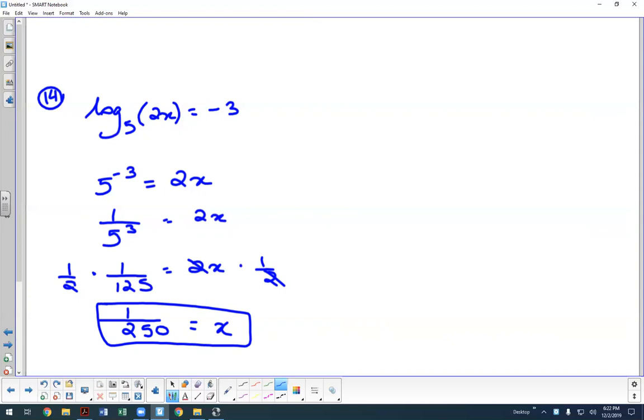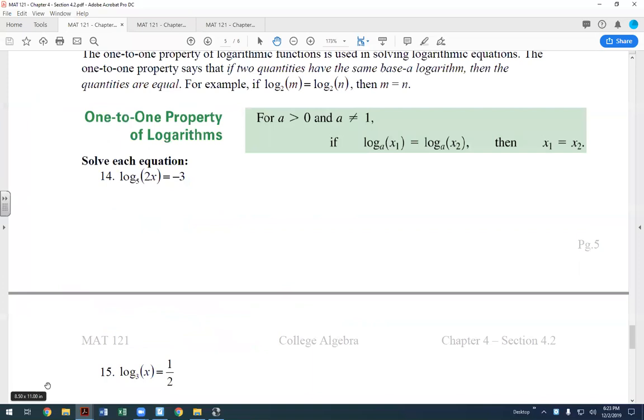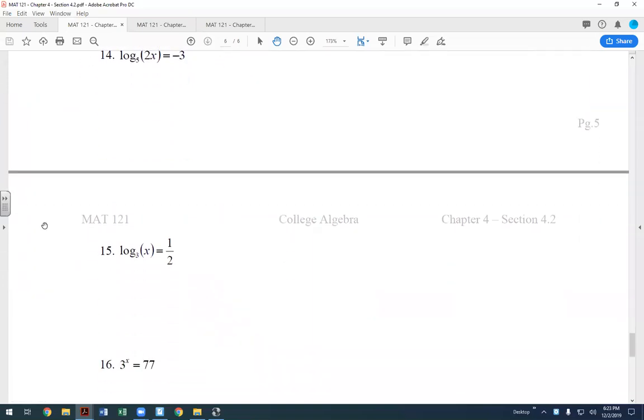So start by taking the logarithm, convert it into an exponential form. Now, since we had a negative 3 as our exponent, we're putting it in the denominator of 1 to make it positive. Then you get 5 to the third, which is 125, 1 over 125, and then divide both sides by 2. And you know, some of your calculators will let you convert decimals to percent. So you can try using that also.